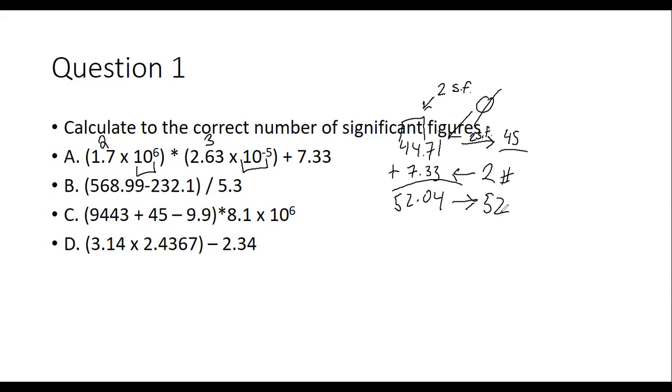That's the 4 and the 4. So I'm not going to look at the 7 and 1 for my addition and subtraction rule. Just like if I was going to multiply that 44.71 in another calculation, I would say that number only has 2 sig figs, even though I'm writing it as 44.71. So the answer is 52.